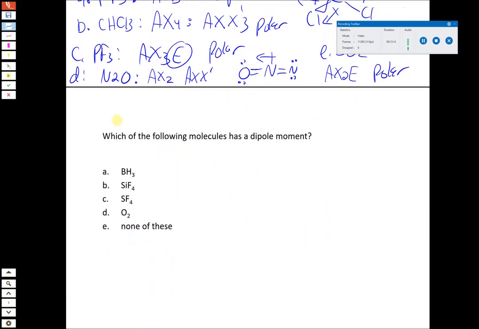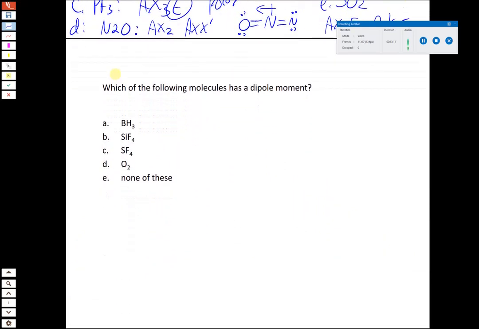Alright, similar type of question here. Which of the following molecules now has a dipole moment? If it has a dipole moment, that's the same way as saying that it is polar. And so we have four choices here. One of these we can eliminate very easily, which is choice D, O2.